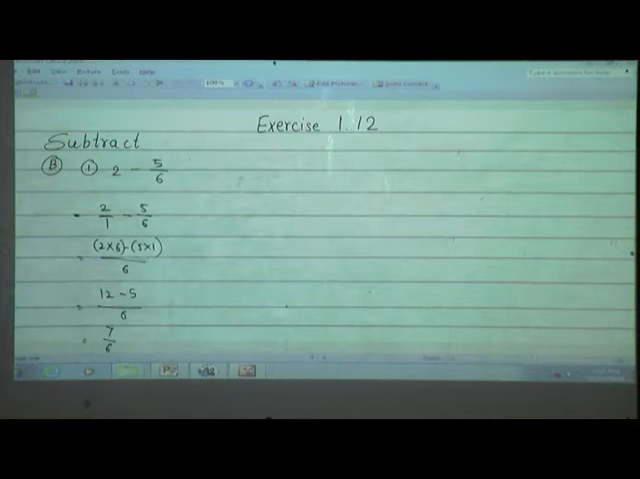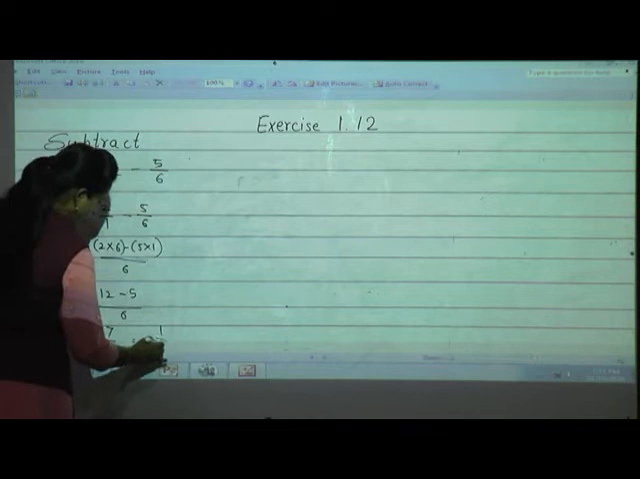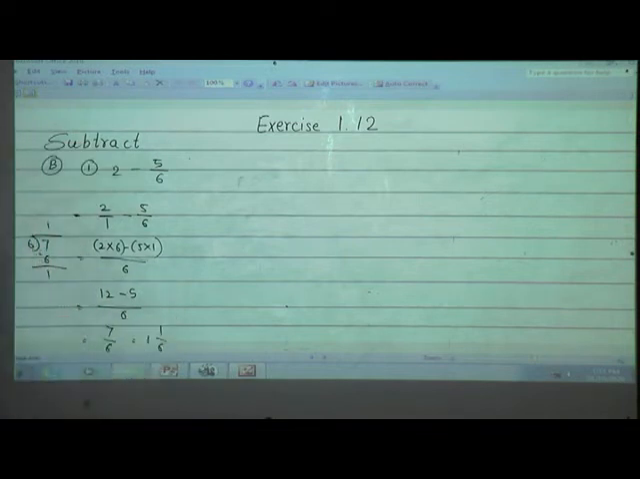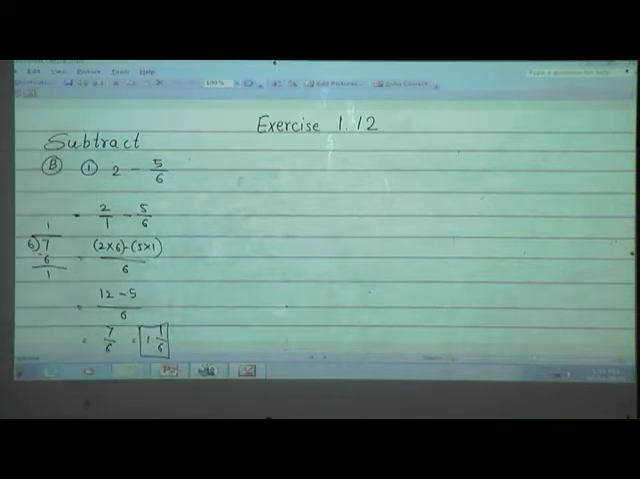But here the answer is not completed. So whole number is there, we have to convert into mixed fraction. So do the rough work. 6 1s are 6, 1 will remain, so the answer is 1 1 upon 6. This is the final answer. Clear? Yes. Now I will solve the third one.